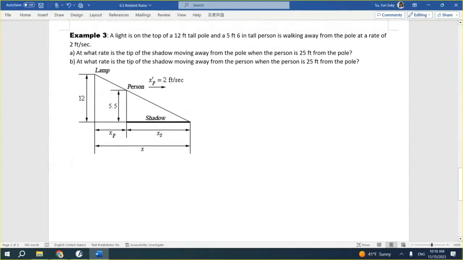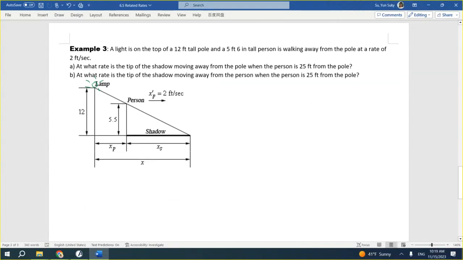Okay, so a light is on the top of a 12 feet tall pole. Okay, and so the lamp is right here. And then the pole is 12 feet. And a 5 feet 6 inch tall person.